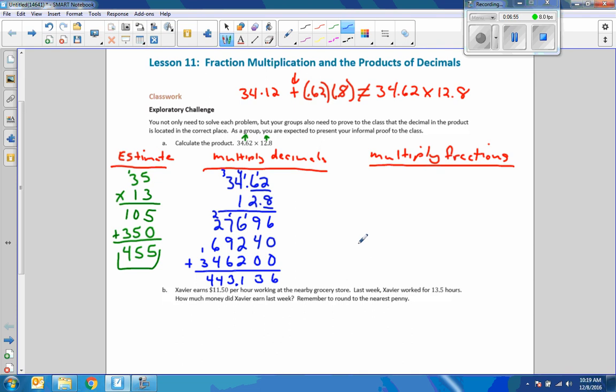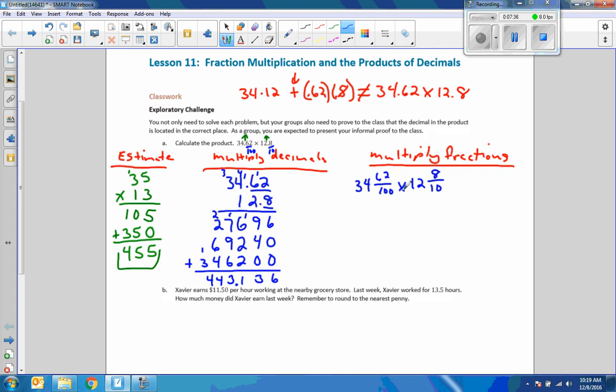Now, if we're going to multiply by fractions, then we have to change this to 62. 2 places is hundredths, 8 is the tenths. I'm going to rewrite this as 34 and 62 over 100 times 12 and 8 tenths. Okay? I can't multiply these unless I make them improper.